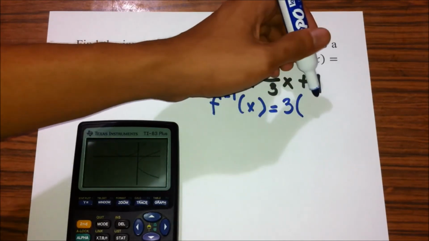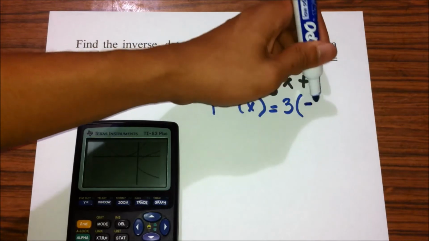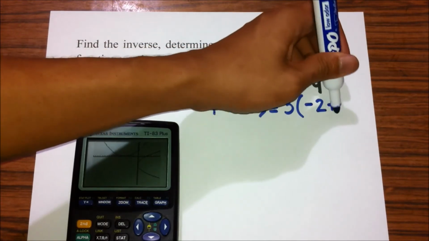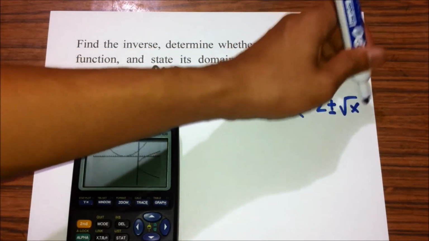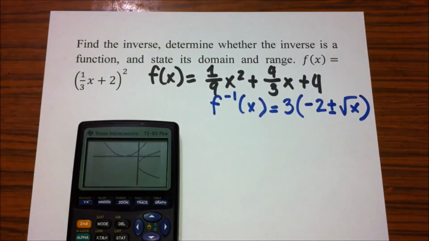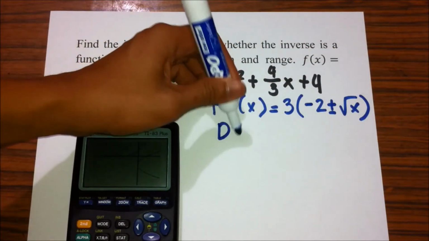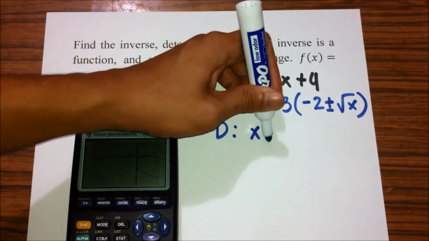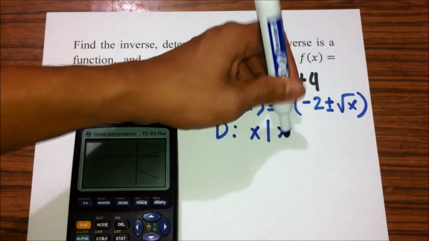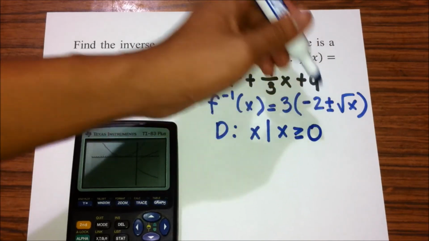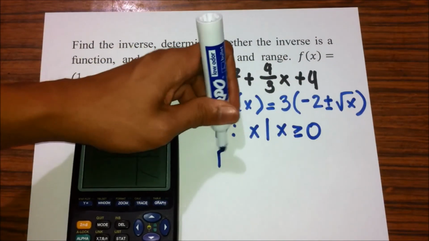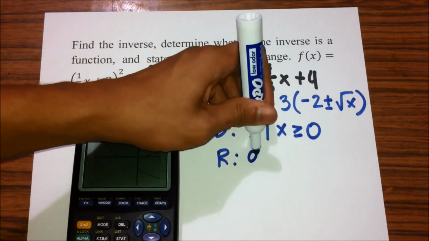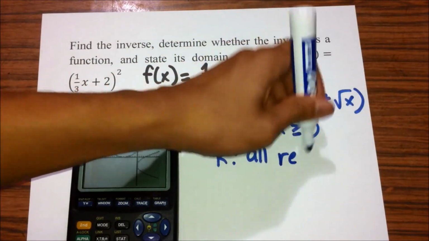times parentheses negative 2 plus or minus the square root of x. And its domain is all x values such that x is greater than or equal to 0, and its range is all real numbers.